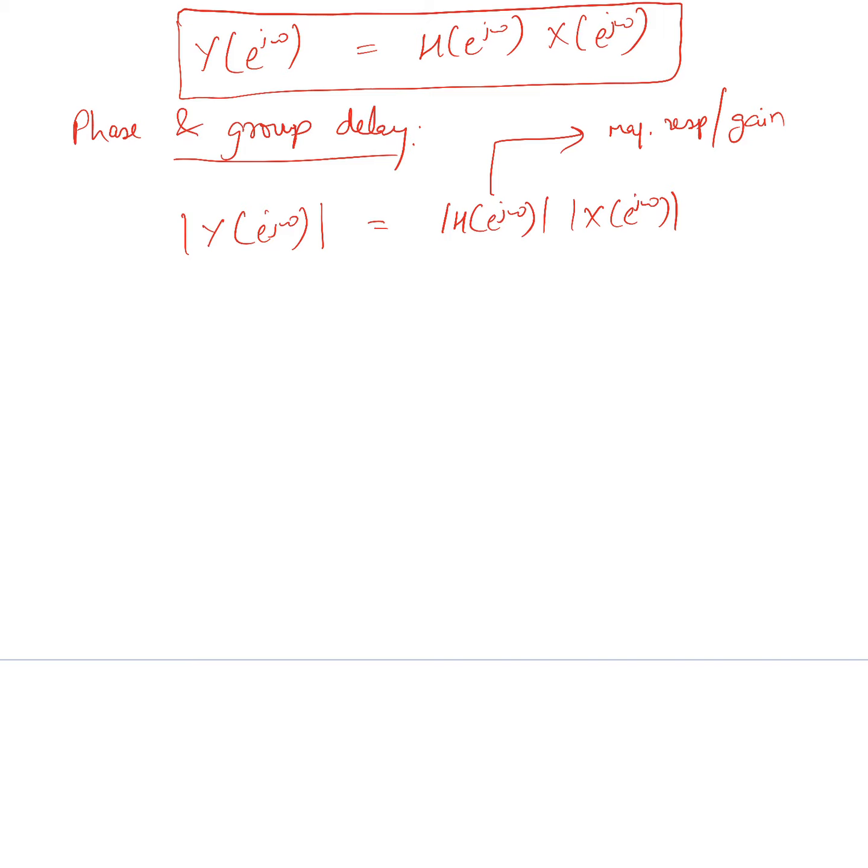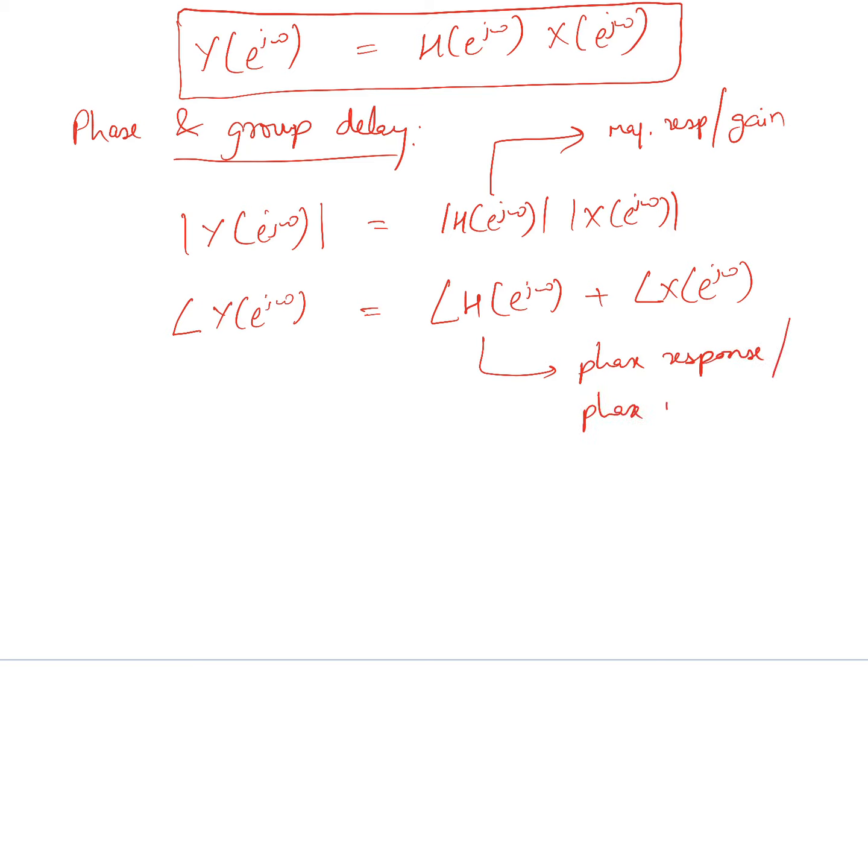In parallel, we also define the phase response: the angle of Y of e to the power j omega is equal to the angle contributed by the impulse response plus the angle contributed by the input signal itself, and this we define as the phase response, or the phase shift in the input signal.